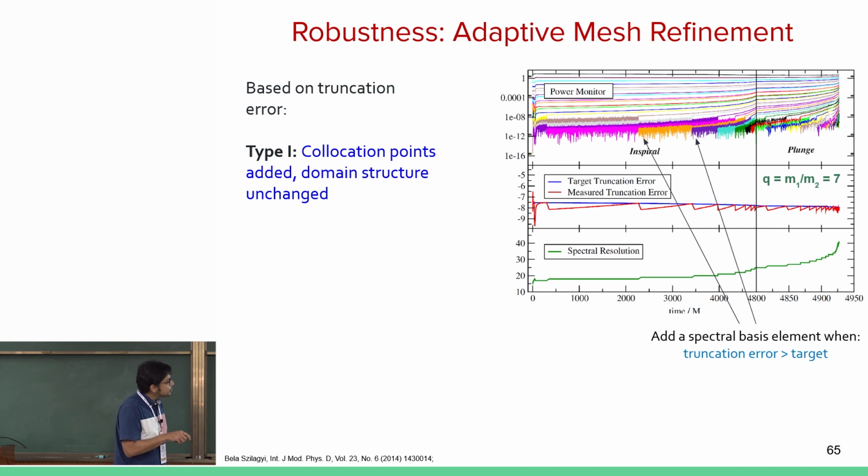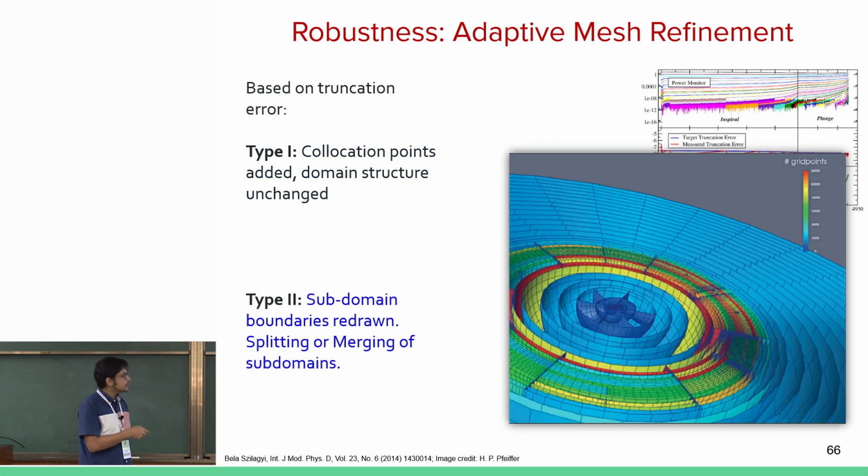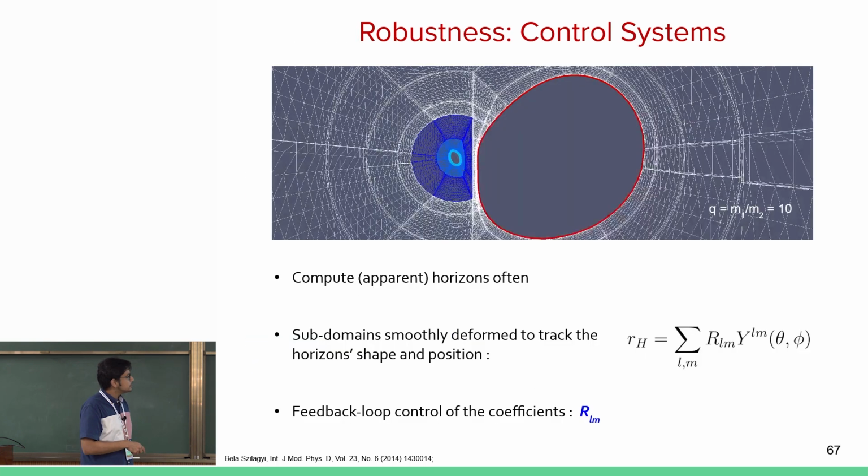And another thing you'll notice is that the need for better and better resolution increases closer to merger. So this vertical line shows where the plunge begins of the two objects, and then you need a lot more coefficients very close to merger. The end here is actually when the two black holes just about merge.